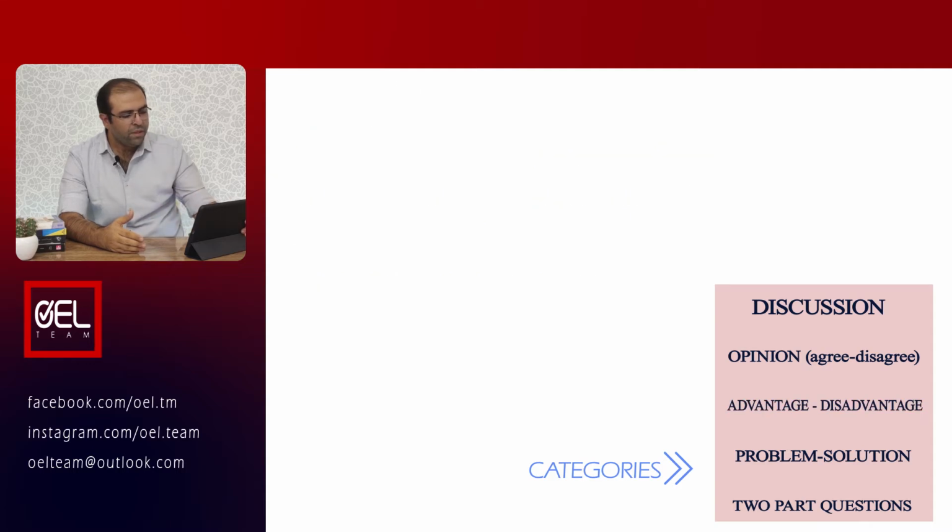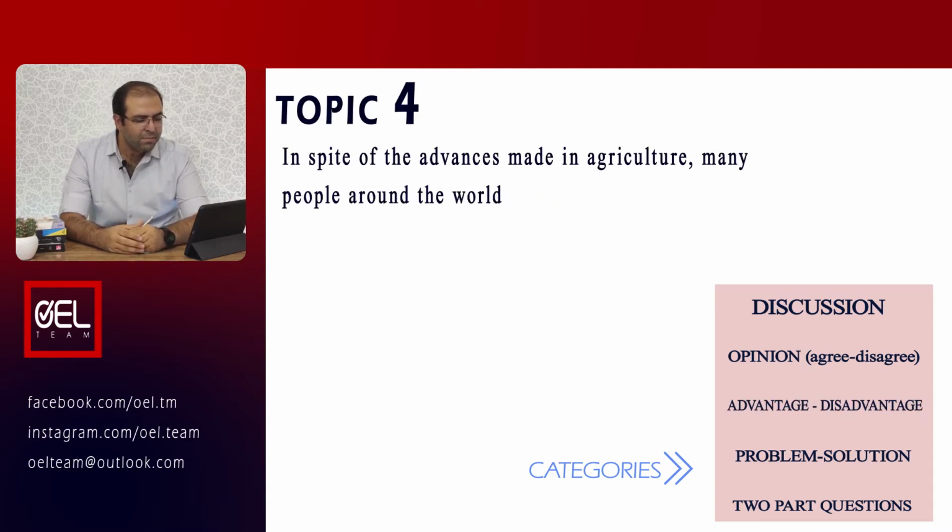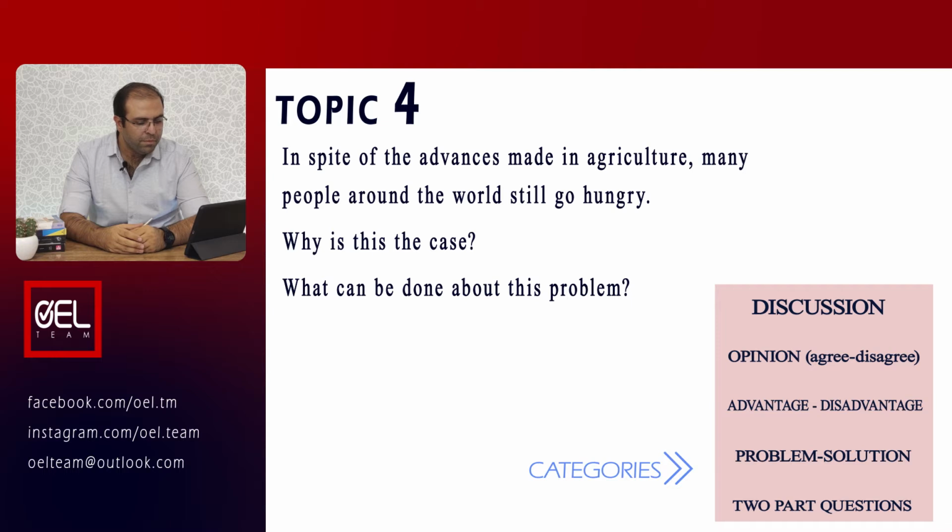Number 4. In spite of advances made in agriculture, many people around the world still go hungry. Why is this the case? What can be done about this problem? In this question, we have a good sample of problem-solution topics.